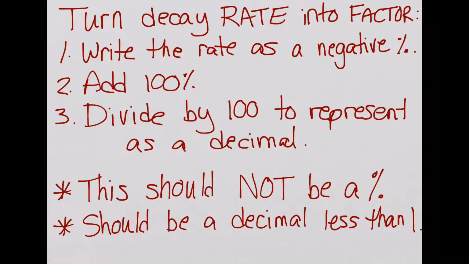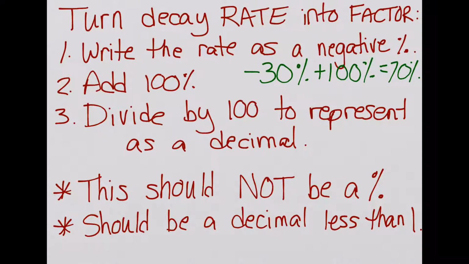Okay, how do you turn decay rate into decay factor? Well, remember that the rate is always the percent. So first of all, you need to realize that this is decay and write your rate as a negative percent. So for example, the problem says, hey, this is 30% off. Then you would think of that as negative 30%. You're going to add 100% to your negative rate. For this example, it would give us 70%.